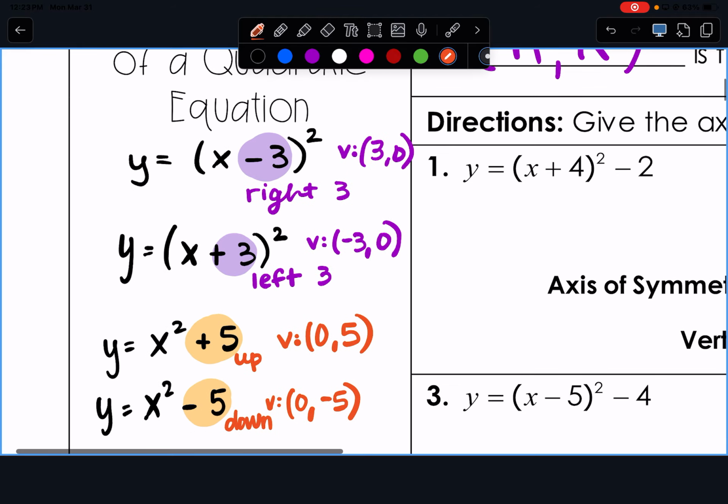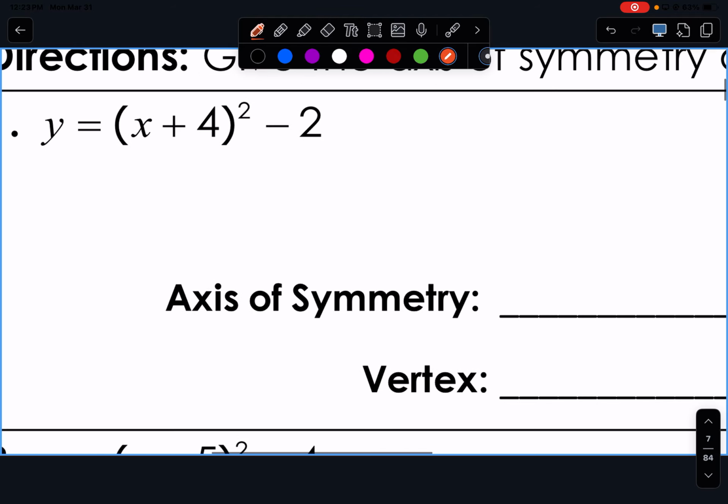So for number 1, we have an inside transformation. What is the inside transformation? It's going left 4. And then it goes down 2.